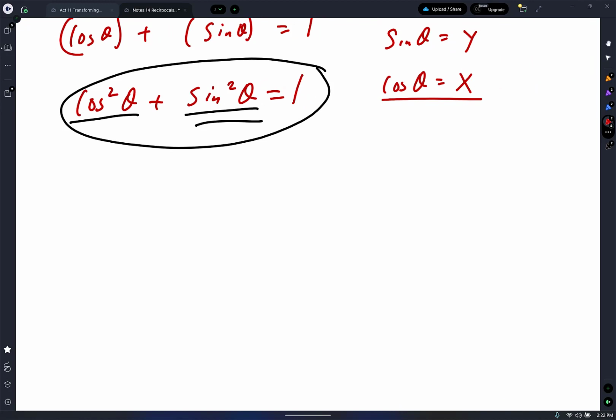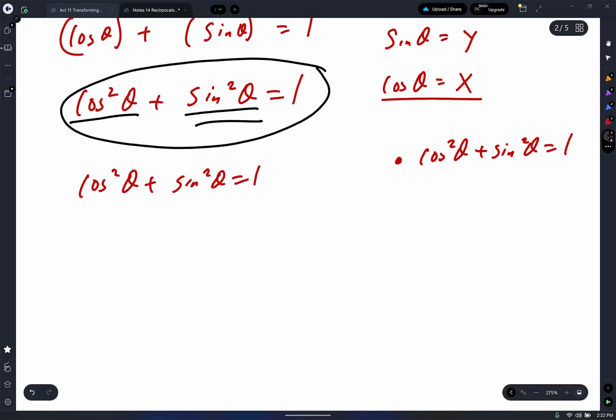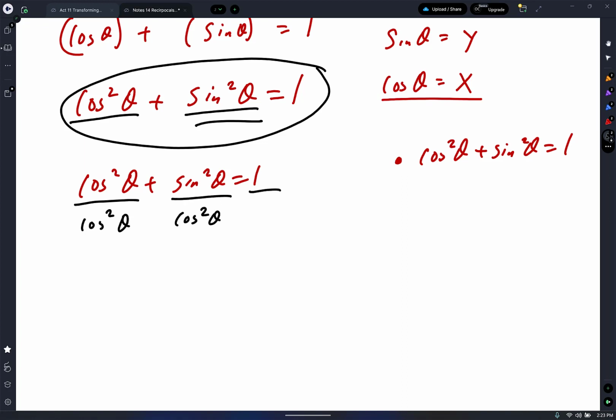All right. On the side, put a bullet. Cosine squared plus sine squared equals 1. That is 1. It's called a Pythagorean identity, a Pythagorean trig identity. So I'm going to rewrite it because I'm going to do something to it. I'm going to go ahead and divide all 3 of those terms by cosine squared to transform it into something else. These are the 3 most common ones that we're going to do.